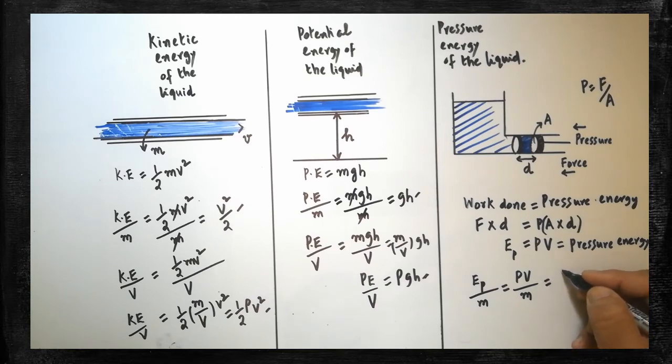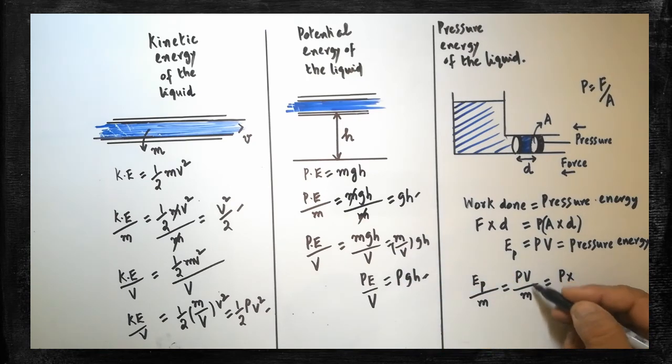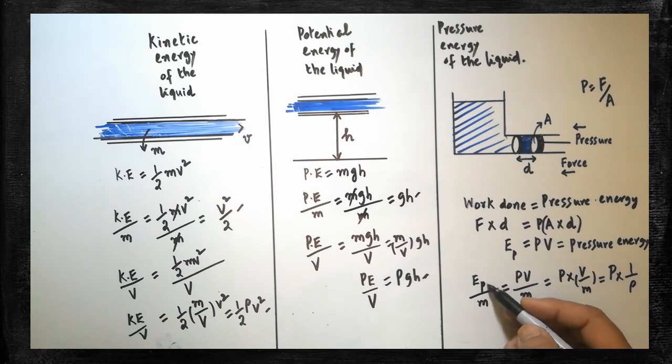Now, in P into V divided by M, volume divided by mass is there. Mass per volume is density, but here we have volume per mass. So it can be written as pressure P into volume per mass, which is 1 by rho. So pressure energy per unit mass can be written as P into 1 by rho. The final expression, P divided by rho, is the formula to calculate pressure energy per unit mass.